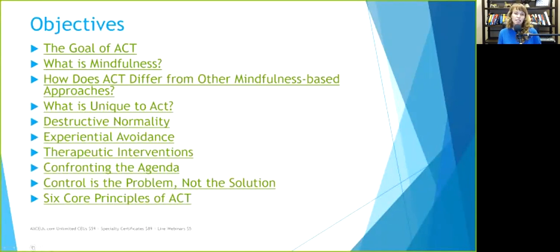And then we'll work on thinking about control as the problem. Too often people try to control their depression, control their anxiety, and the harder they try to control it, the more out of control it seems. And we will end by exploring the six core principles of ACT.